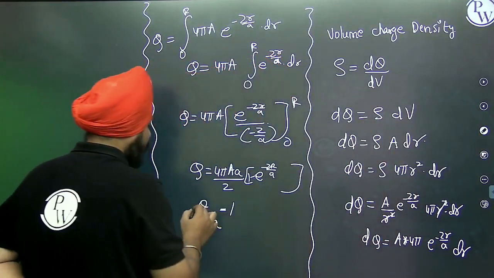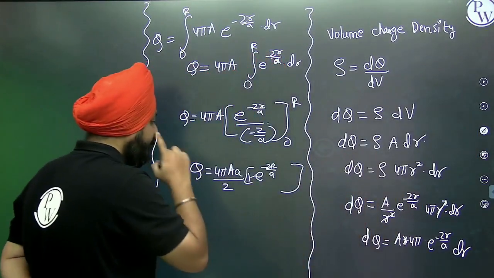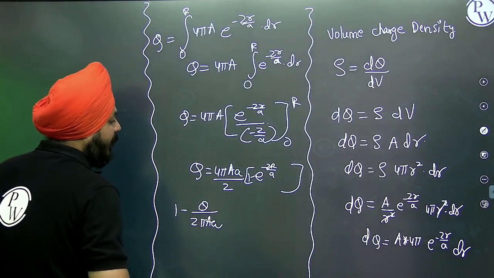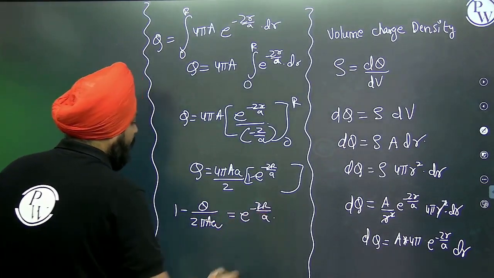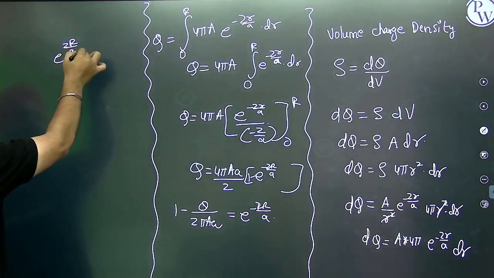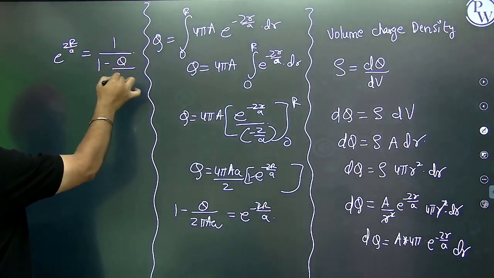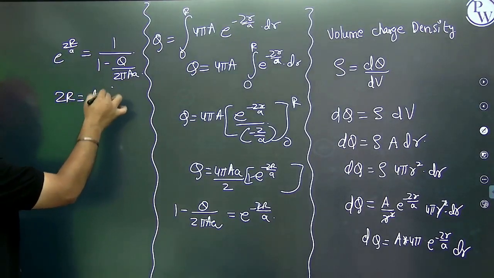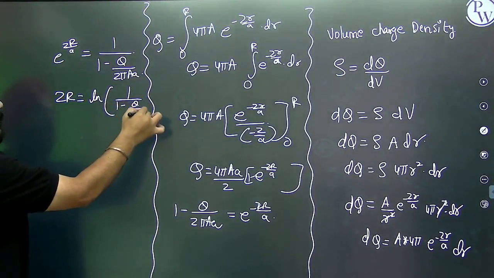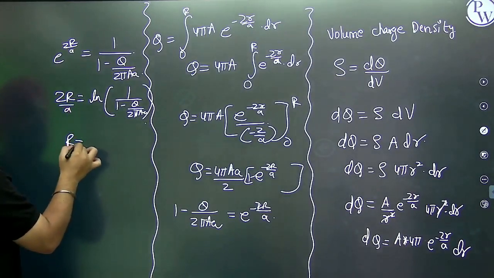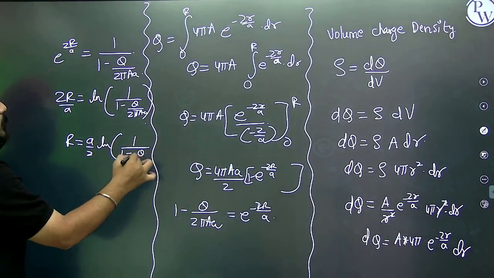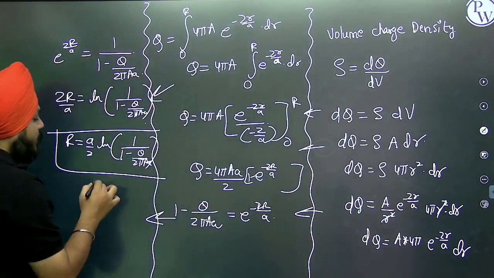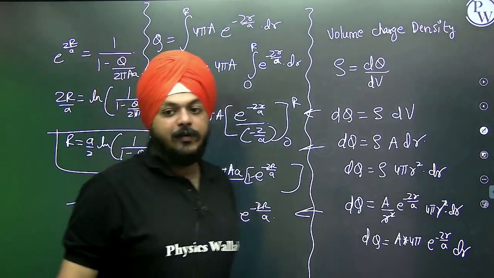So finally, you're going to get q by 2 pi capital A small a, 1 minus, is equal to e raised to minus 2r by a. So e raised to 2r by a is going to come up as 1 whole divided by 1 minus q by 2 pi a A. So 2r by a is equal to 1 by 1 minus q by 2 pi a capital A. So r is going to be a by 2 ln of 1 by 1 minus q by 2 pi a capital A. Yes, this is how long it is. So this is the perfect answer for this specific question.